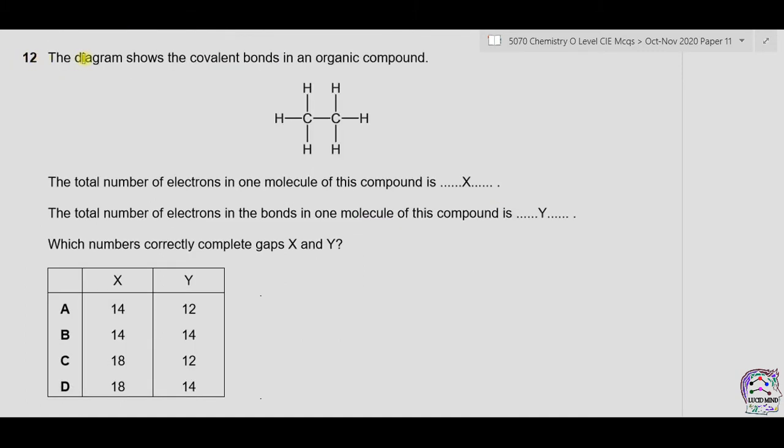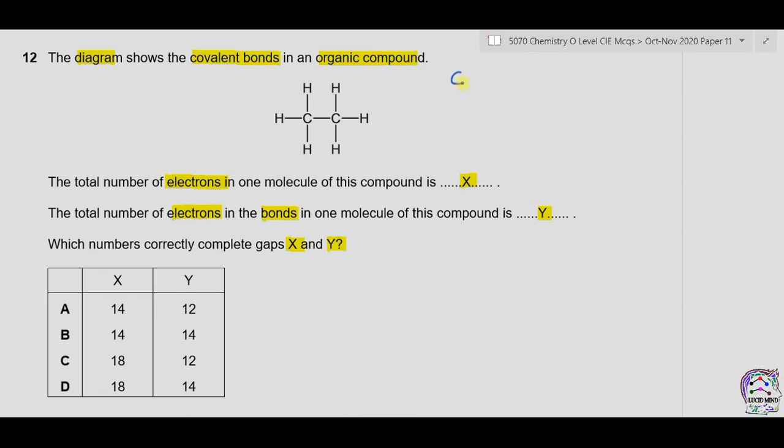Question number 12. The diagram shows the covalent bonds in an organic compound. 2 carbons are present and 6 hydrogen atoms are present. The total number of electrons in one molecule of this compound is X. The total number of electrons in the bonds in one molecule of this compound is Y. Which numbers correctly complete gaps X and Y?